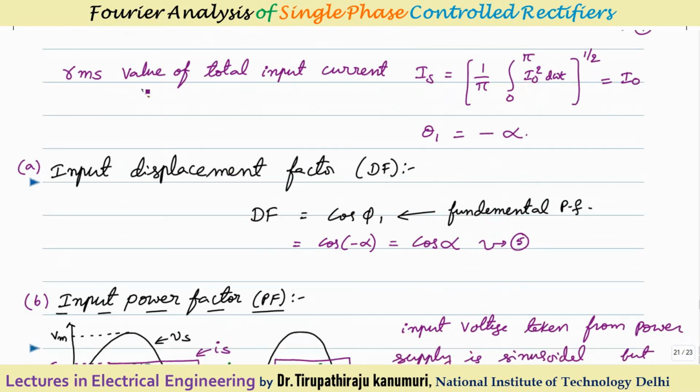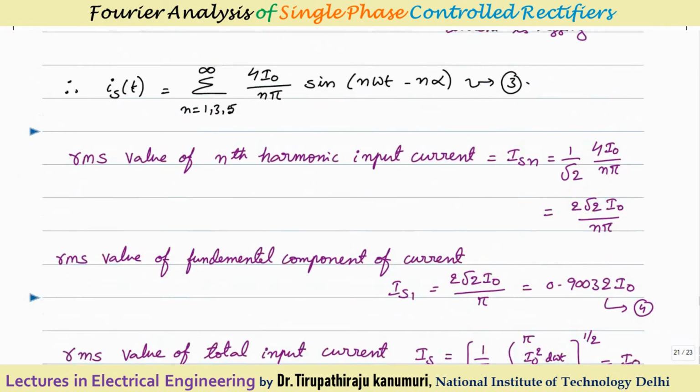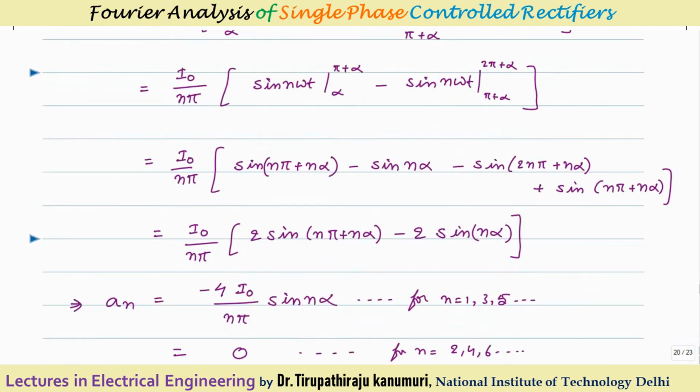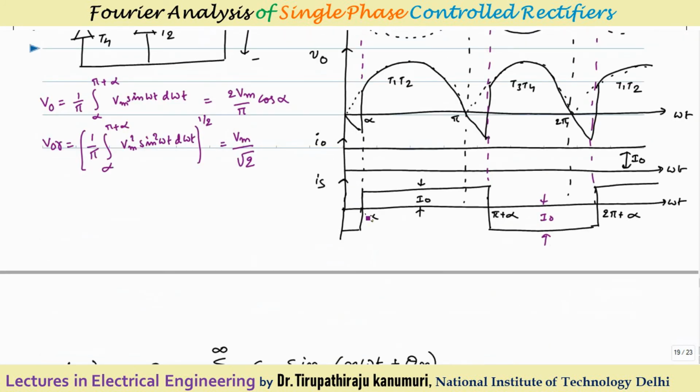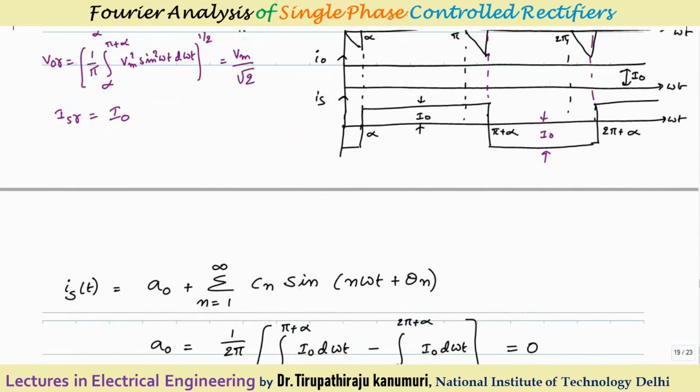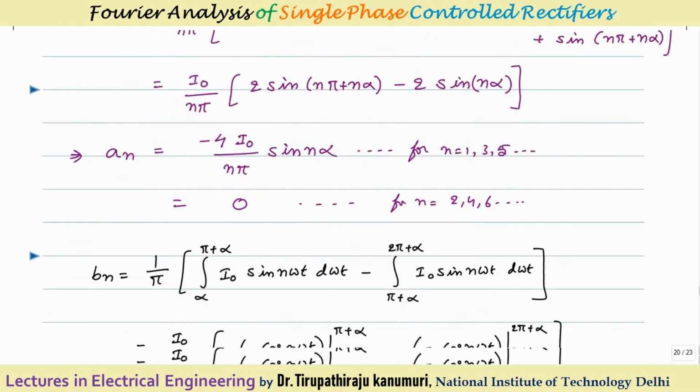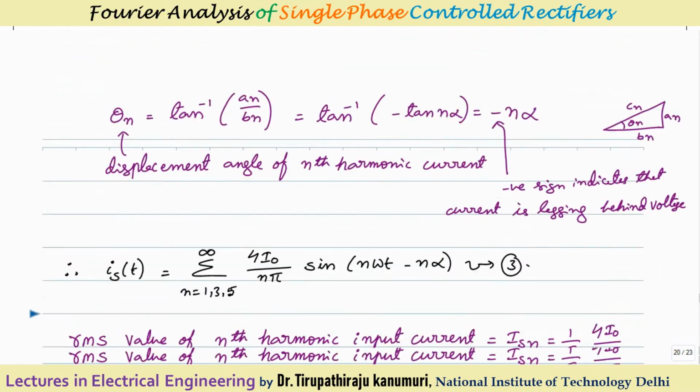Now the RMS value of the total input current. You can see here this input current waveform. For one half cycle it is positive, another half cycle negative, but having the same magnitude. If you take the RMS value of your supply current, which I am writing as ISR, ISR will be nothing but equal to I naught only. Similar is the case for the RMS value of your output current: as it is constant, it will be equal to I naught only.